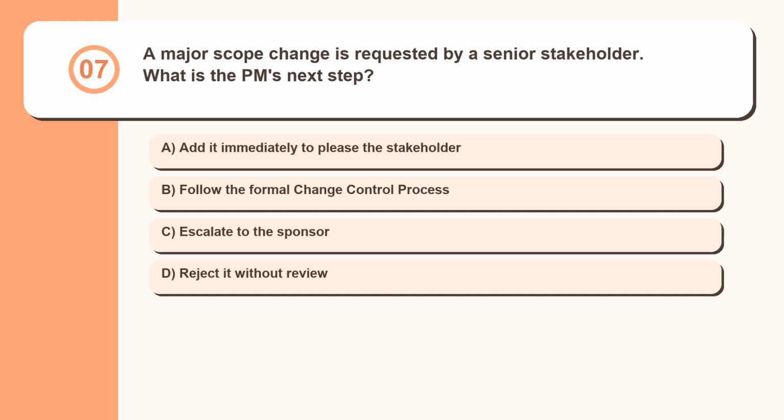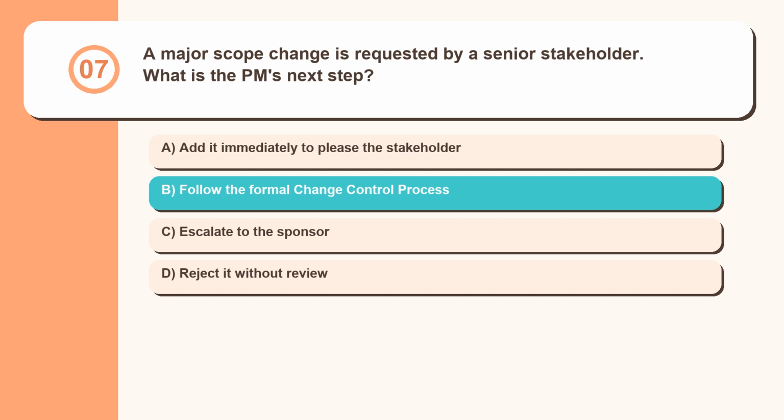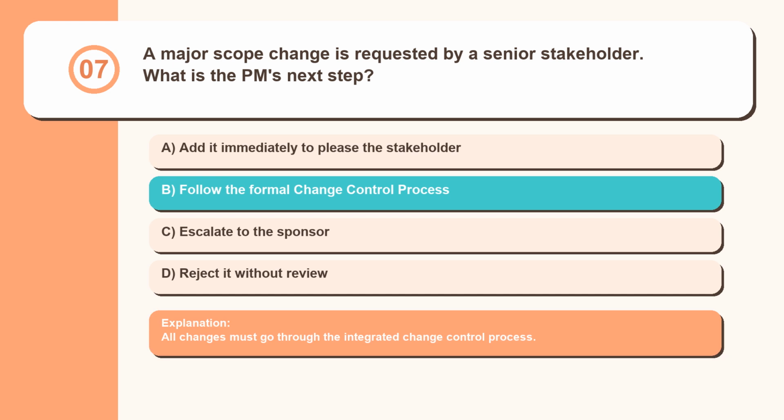Question 7. A major scope change is requested by a senior stakeholder. What is the PM's next step? Add it immediately to please the stakeholder. Follow the formal change control process. Escalate to the sponsor. Reject it without review. All changes must go through the integrated change control process.